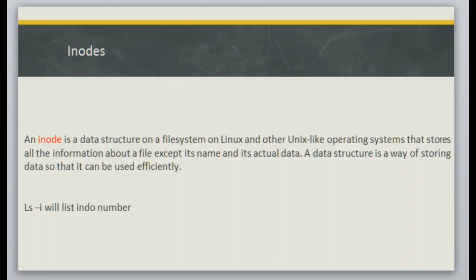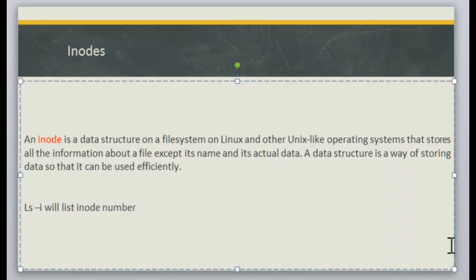Very briefly, guys, we're going to talk about inodes. It's something we've covered before, but as a refresher, an inode is a data structure on a file system on Linux and other Unix-like operating systems that stores all the information about a file except its name and actual data. So a data structure is a way of storing data so it can be used efficiently. So this is important to know because we're about to talk about hard links and soft links, and if you remember, we use ls -i to list an inode number. There we go, an inode number.